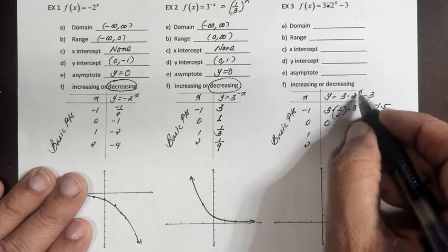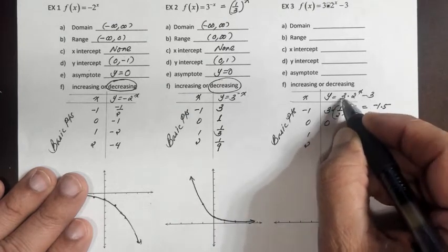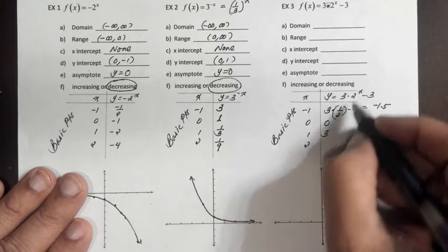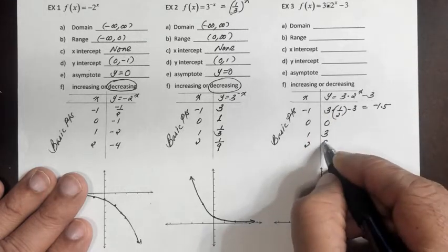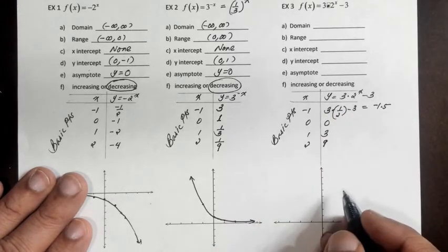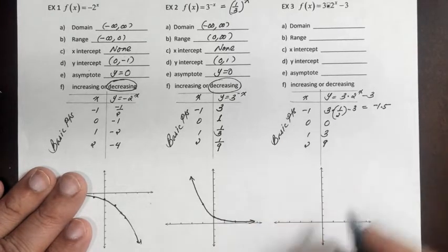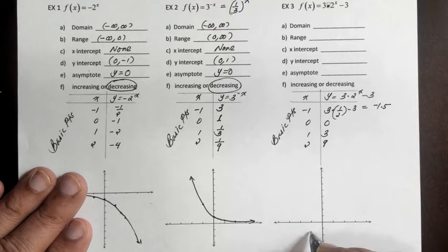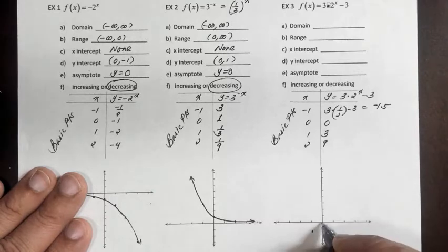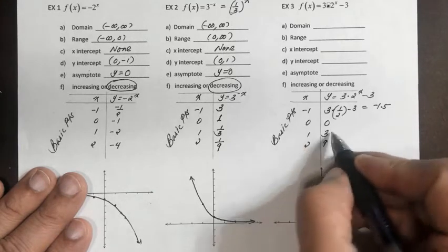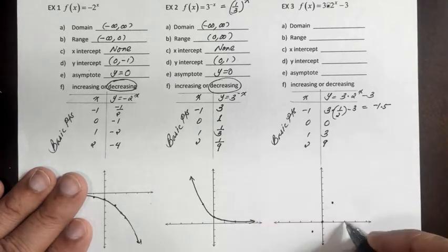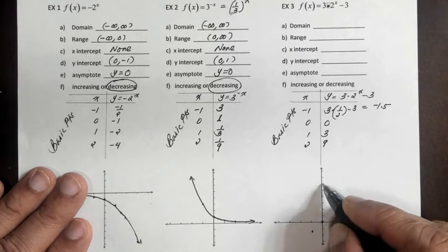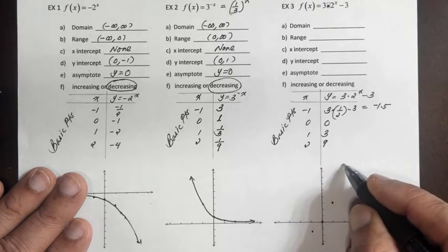X is replaced by 1, so 2 to the power of 1 is 2. 2 times 3 is 6. 6 minus 3 is 3. 2 to the power of 2 is 4. 4 times 3 is 12. 12 minus 3 is 9. So these are the points that we have right here: -1 and -1.5, somewhere here. 0, 0. 1, 3. And 2, 9, somewhere here, close to that point right there.